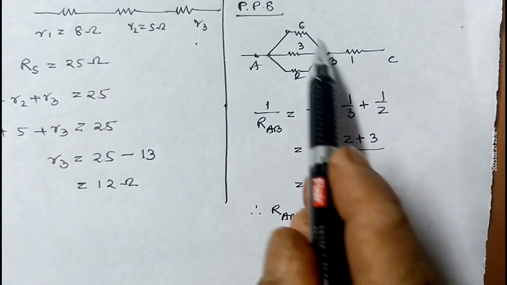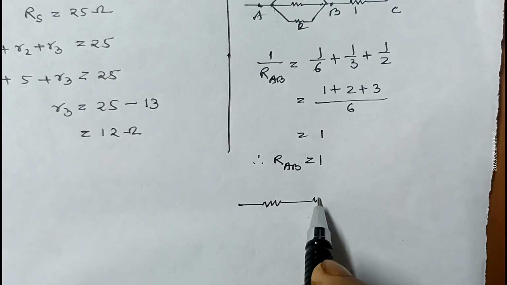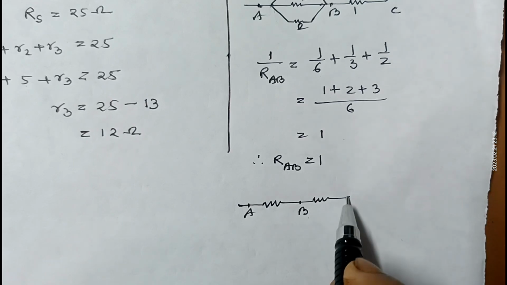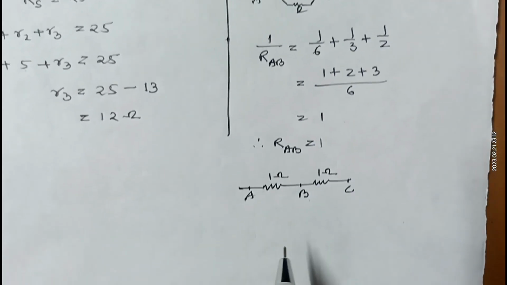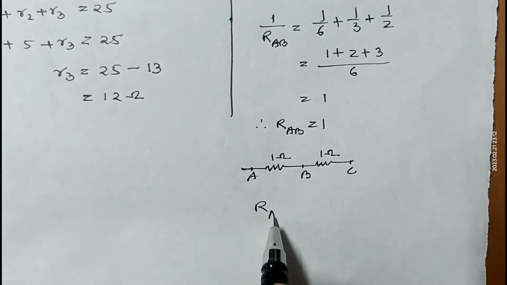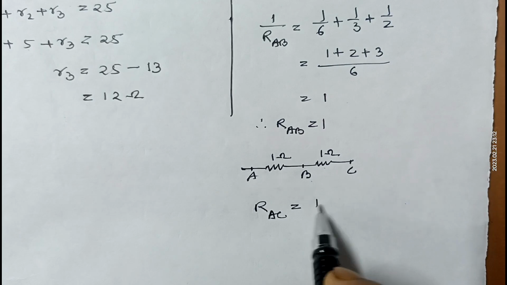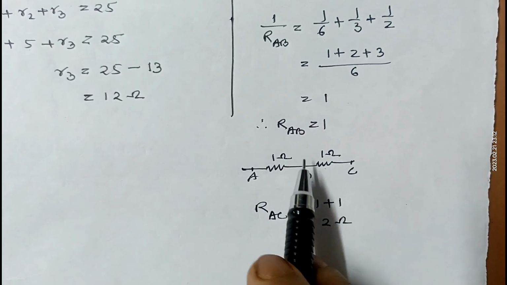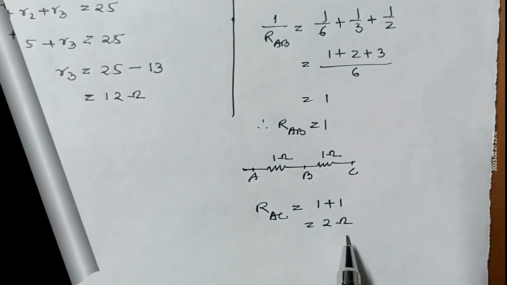Now from this part we got 1. So our circuit will be, this is A, this is your B, and this point is C. This is 1 ohm, this is 1 ohm. Now resistance between A and C, these two are in series, so it will be added 1 plus 1, which will give 2 ohm. Therefore resistance between A and B is 1 ohm and resistance between A and C is 2 ohm.